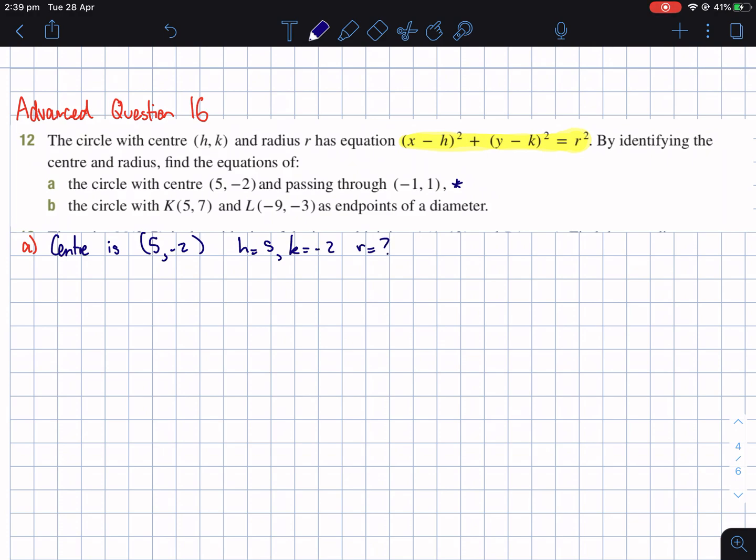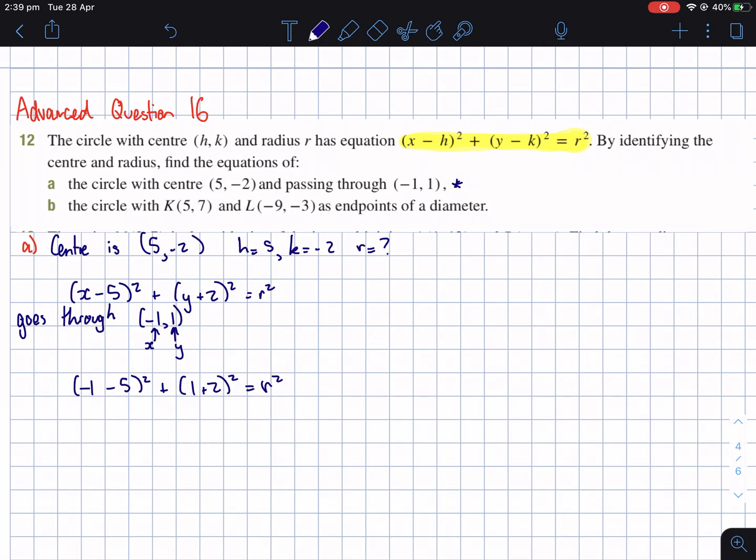So let's write out what we do know. We know x take 5 squared plus y plus 2 squared equals r squared. We know it goes through the point negative 1, 1. So I'm going to substitute this for x and this for y and see what r ends up as. So I've got negative 1 take 5 squared plus 1 plus 2 squared equals r squared.